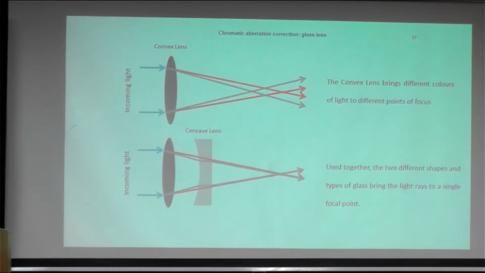So now, how to compensate it in the case of a glass lens. Again, we have our lens and incoming light, which cannot focus all the beam. If you put another lens in between, like a concave lens, which can compensate these different paths, then we can bring all lines to one point.